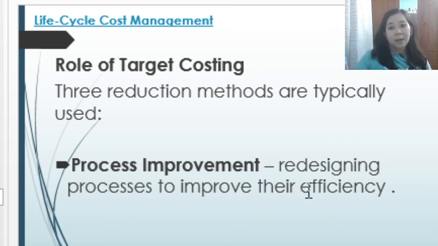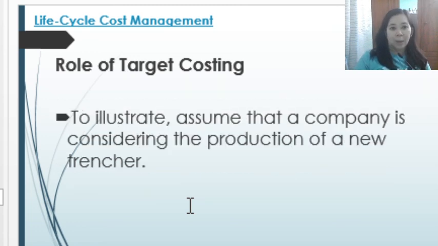And the third is process improvement. Here, the entity redesigns the process to improve its efficiency. They might eliminate some of the activities that do not add value to the product.